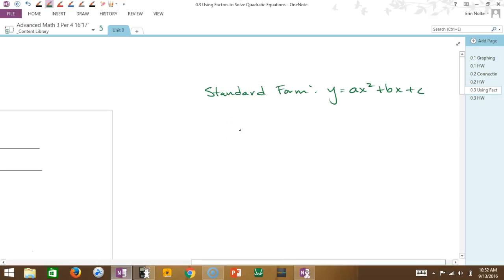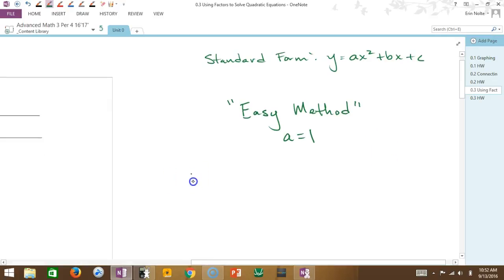I'm going to show you two forms of factoring today. The first one I'm going to call the easy method. And maybe I'm jumping the gun a little bit on the easy word, but after I show this to you, you can decide if I'm right about the easy word. The easy method is if the a value happens to be 1. That's the only time that you can use the easy method. Here's an example.